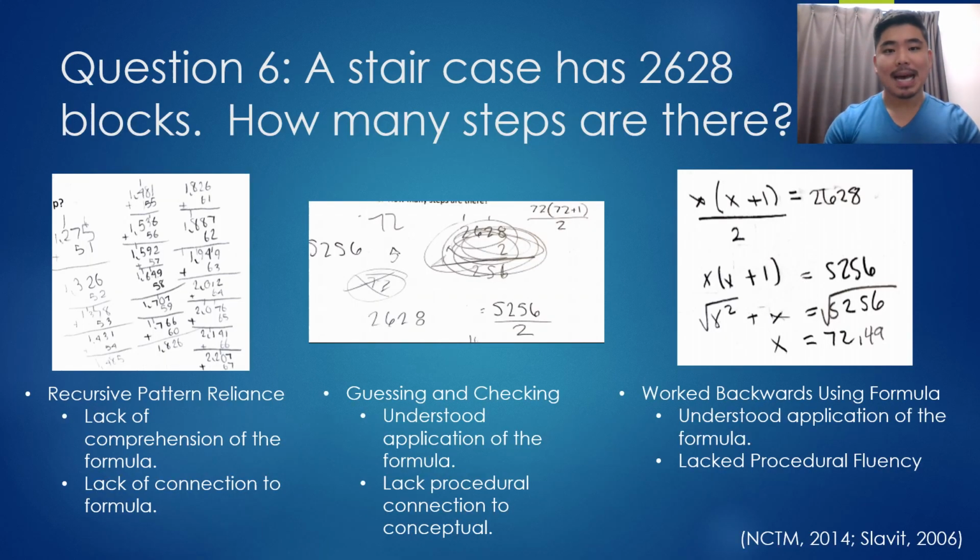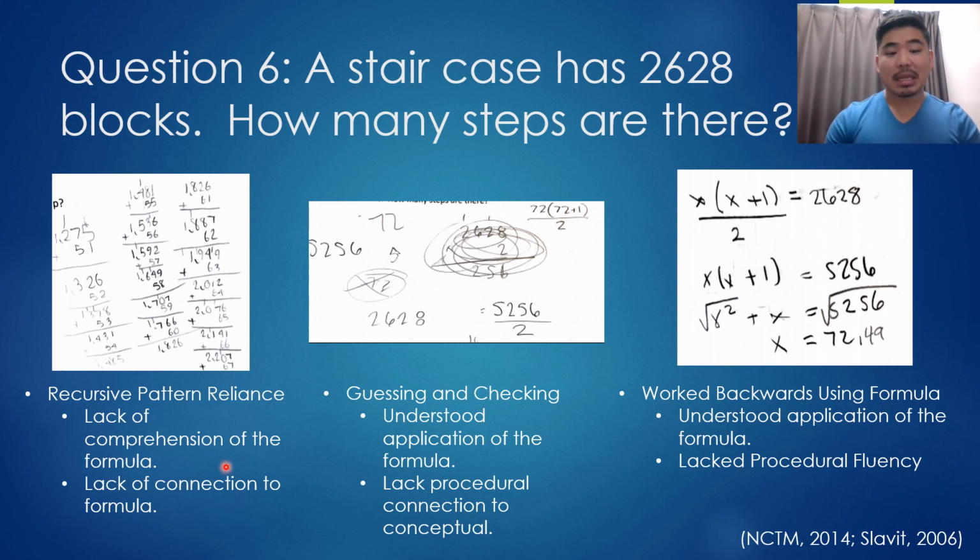The last part of my task that I implemented and added to the original task was the converse, and I asked my students, if a staircase has 2,628 blocks, how many steps would there be, or what term of the sequence would it be? And the majority of my students were unable to do this. Some of my students reverted back to their recursive pattern and they relied on it, and they simply went starting from the 50th term, which they had figured out prior, which was 1,275, and wanted to add 51, add 52, 53, 54, and so forth until they got 2,628.